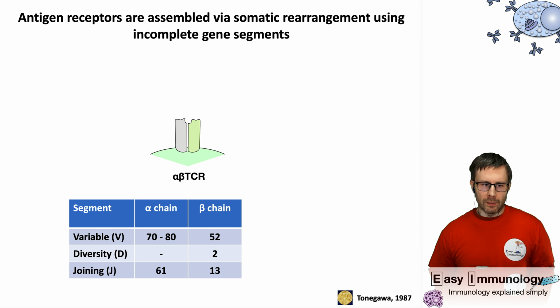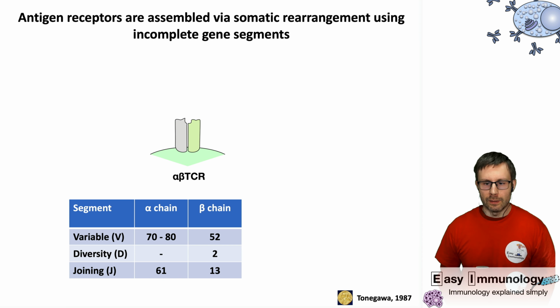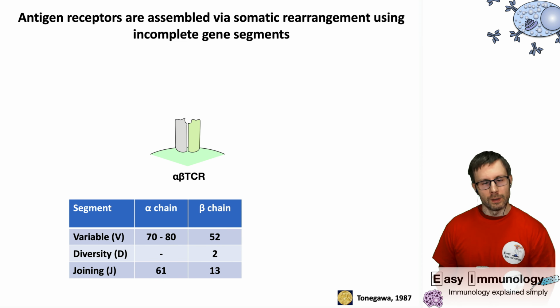How many segments do we have? For the typical T cells, these are alpha beta T cells expressing an alpha beta T cell receptor, we have 70 to 80 V alpha segments and 52 V beta segments. We have no diversity segments in the alpha chain and 2 in the beta chain, and we have 61 joining segments in the alpha chain and 13 in the beta chain.